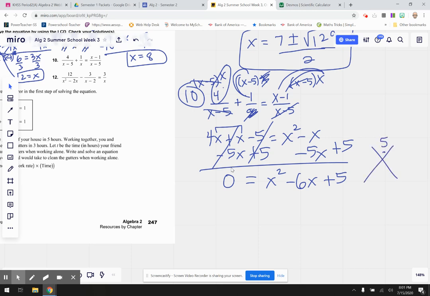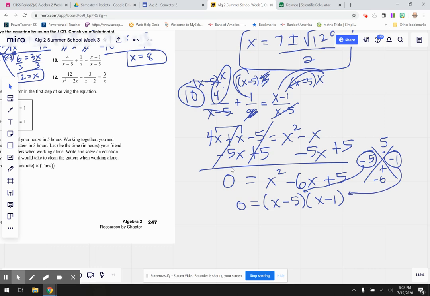Multiply to give us a 5 and add up to negative 6. I'm thinking negative 5 times negative 1. Multiply them, you get positive 5. Add them, you get negative 6. So x minus 5 and x minus 1 are your two factors. Those are the two numbers that are on the sides of your x. Those are called the factors. They go in the two parentheses.